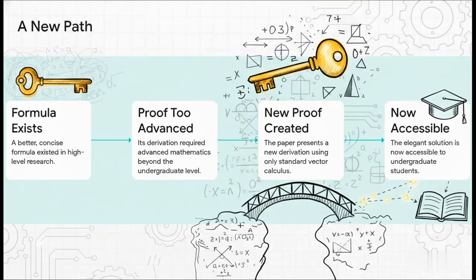So what the authors of this paper did was, honestly, it was genius. They knew a better tool was out there. They knew the key to it was locked behind all this advanced math. So what did they do? They forged a new key. They created a brand new proof using only the standard vector calculus that students already knew. They built a bridge so undergraduates could finally get their hands on this much more powerful and elegant solution.